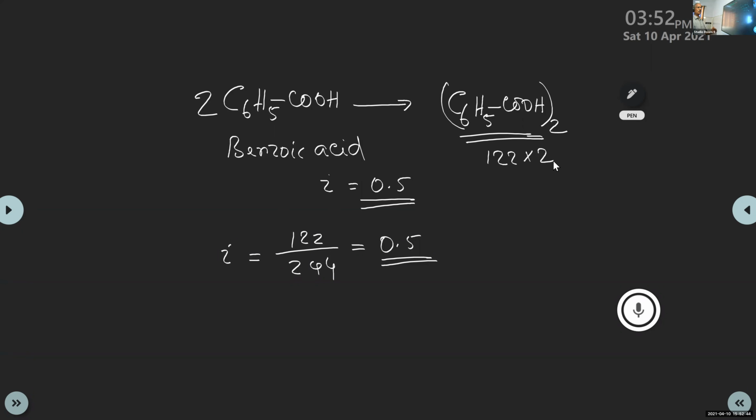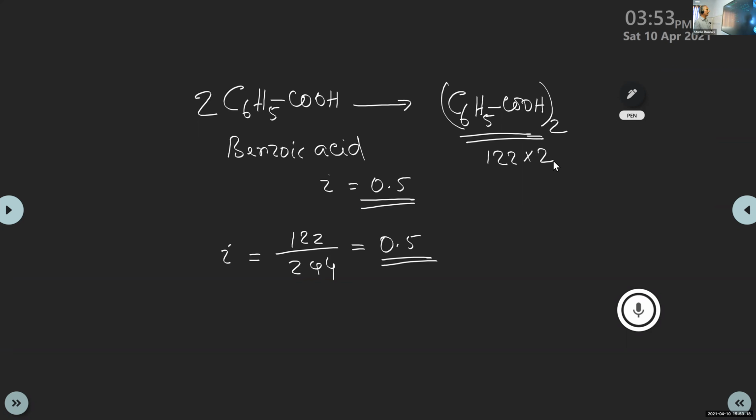That is only the abnormal molecular mass, the molecular mass obtained when we calculate by colligative property measurement. This is abnormal: 122 into 2, 244. Do you follow what I say? Yes, sir. The value is not the correct value. That is the abnormal value. I'm coming to that point.